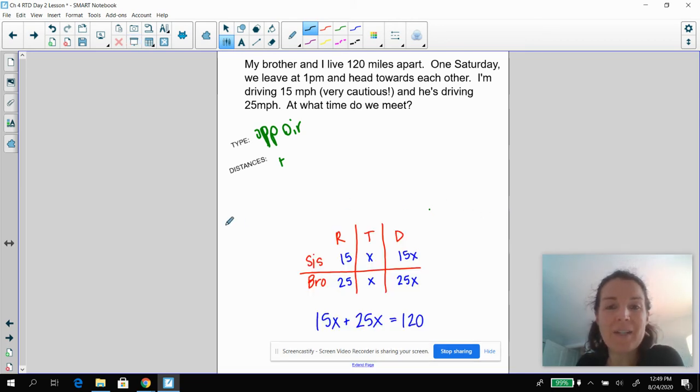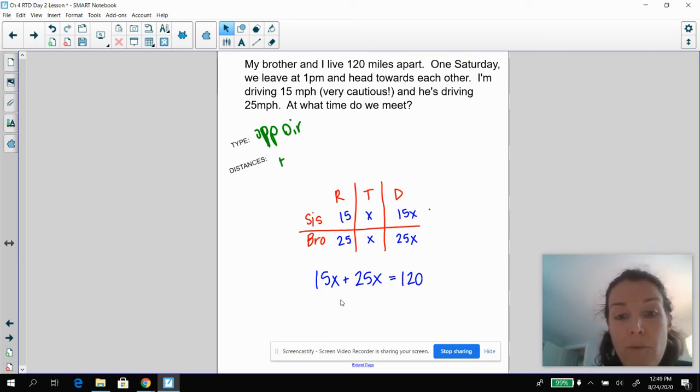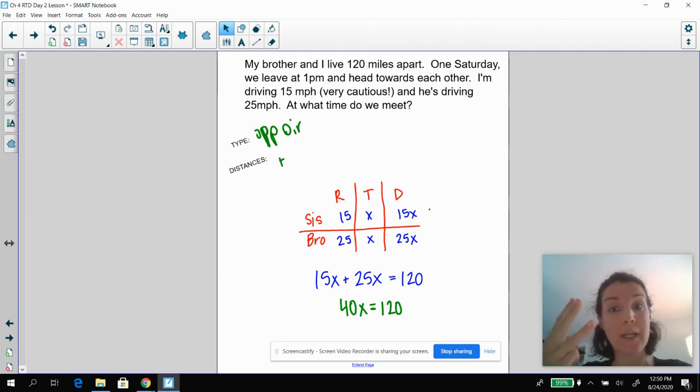All right, we're back. So hopefully your RTD chart looks like this. I have mine and my brother's rate and our distances. I'm going to add my distances together. And then I wind up getting 40x equals 120. And then 120 divided by 40 is 3. So if we leave at 1 p.m., how long does it take? Well, 1 p.m. plus 3 hours is going to be 4 p.m. And you're done.